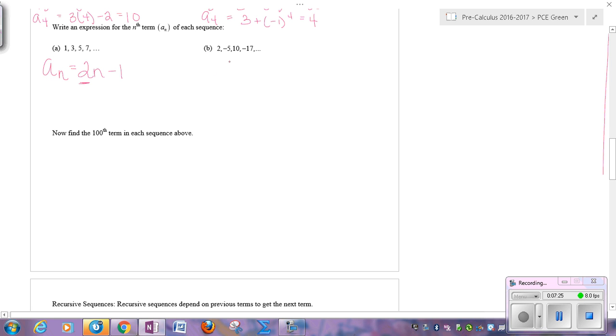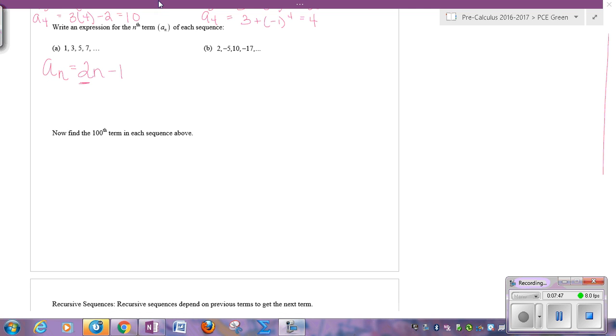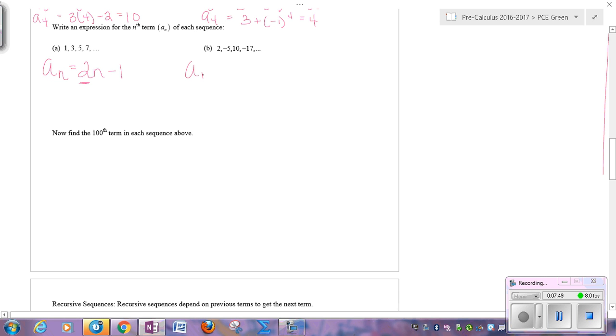Now, when you take a look at the next one here, this one's a little bit trickier. And so what I want you to do right now is I want you to just take a look and see if you can notice any kind of pattern that's happening here. 2, negative 5, 10, negative 17. So just pause the video and think about that for a minute and see if you can come up with some kind of pattern. All right, so let's see what you came up with here.